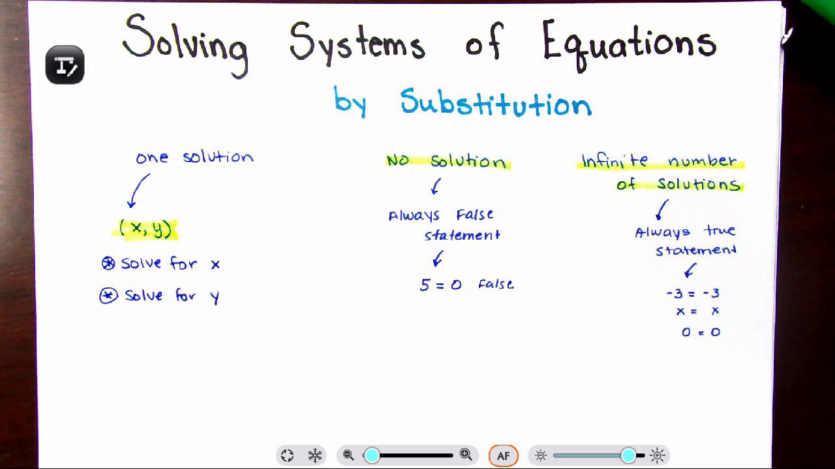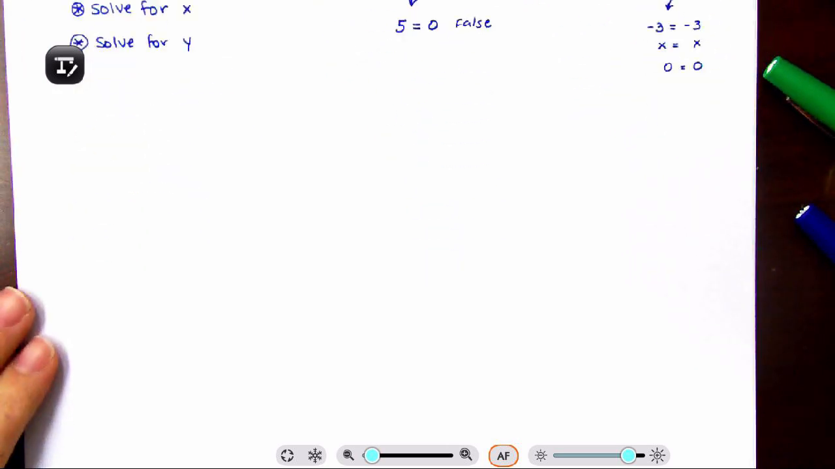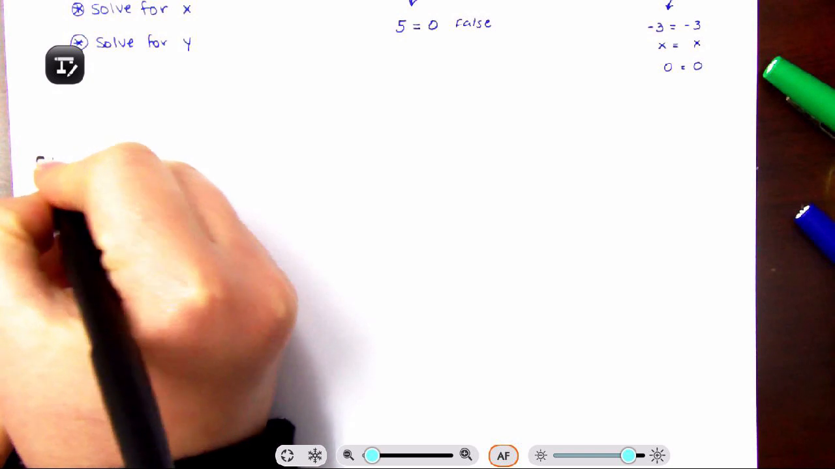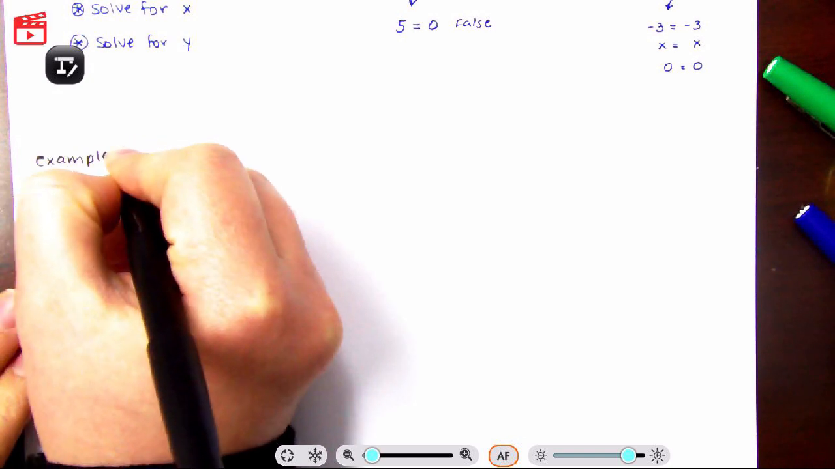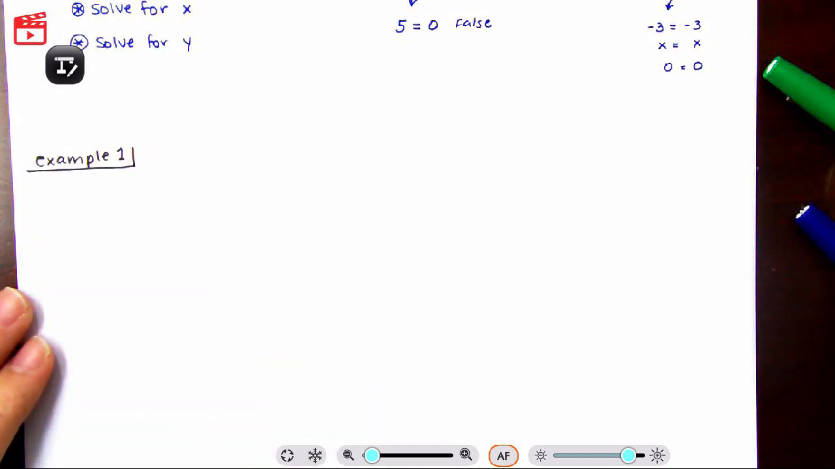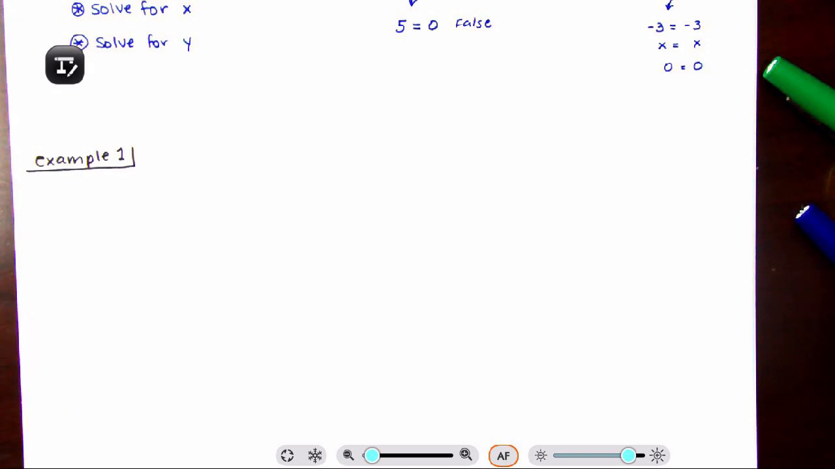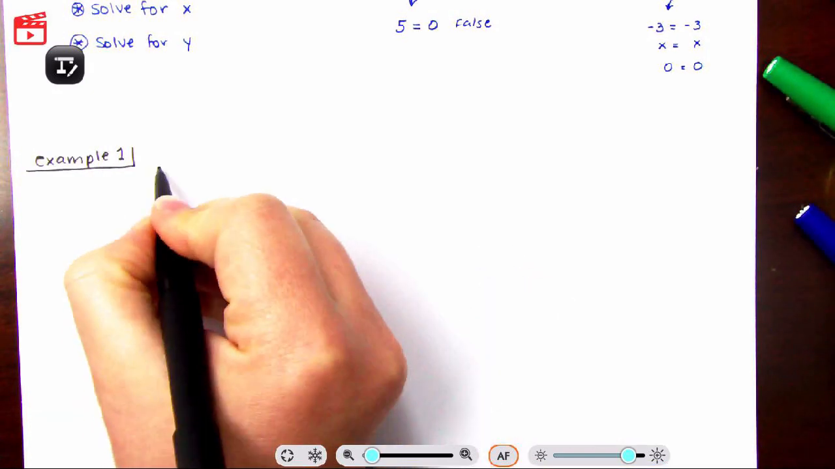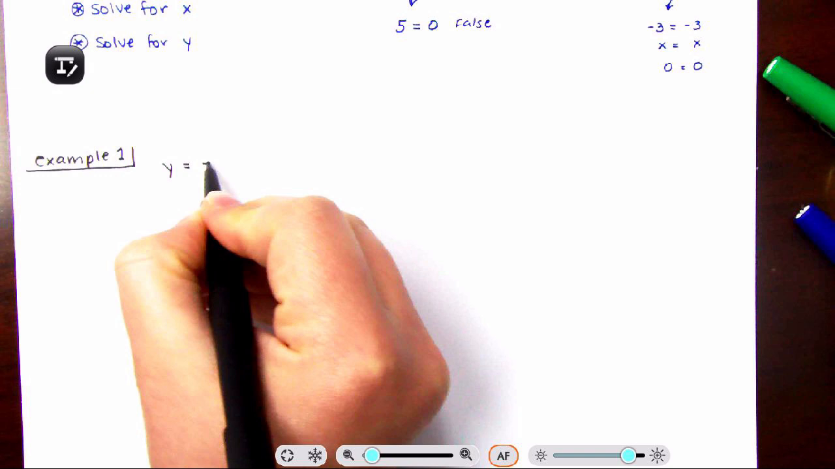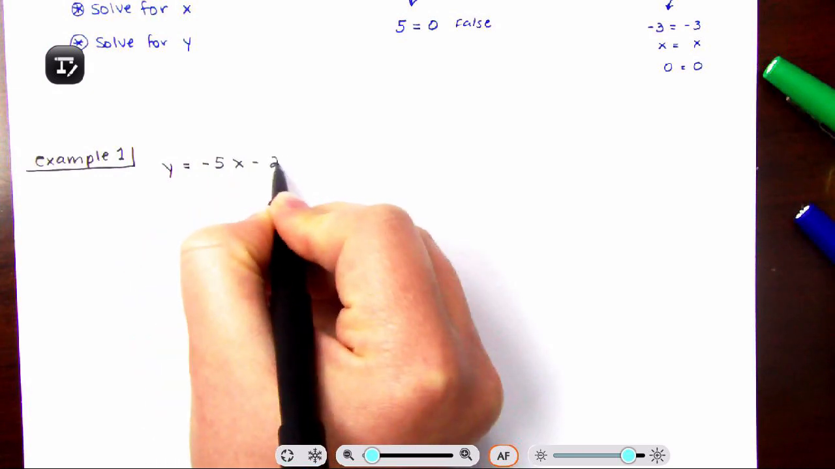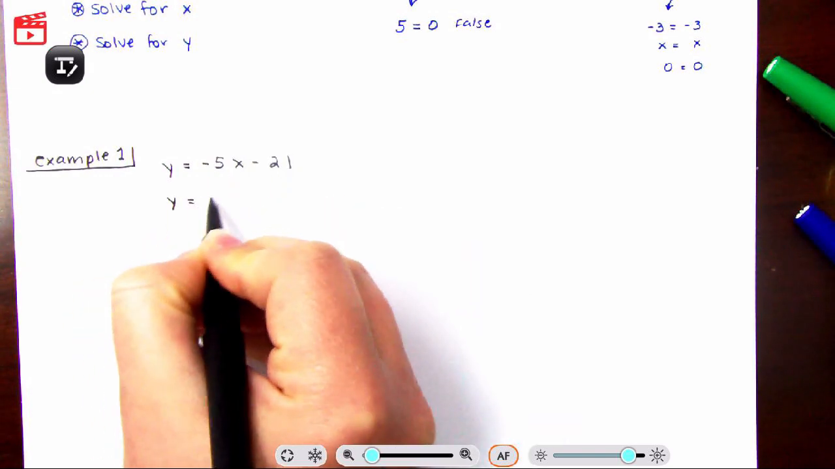All right, let's go ahead and jump into an example. I'm going to try to give you some steps for each example and go from there. Example 1. For each example, I want to elevate the complexity. It's going to get a little bit more difficult each time. All right, so let's do this one here. y is equal to -5x minus 21. y is equal to 5.